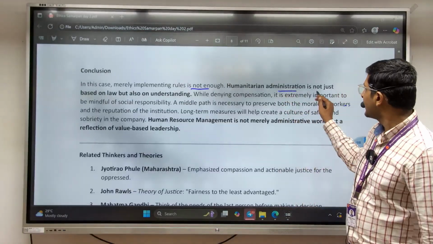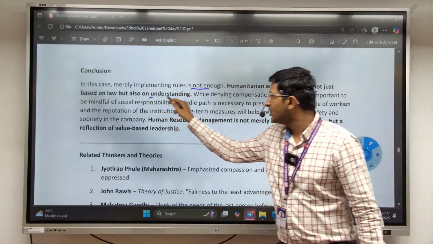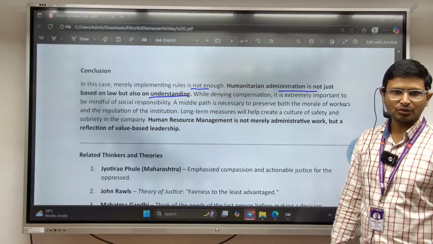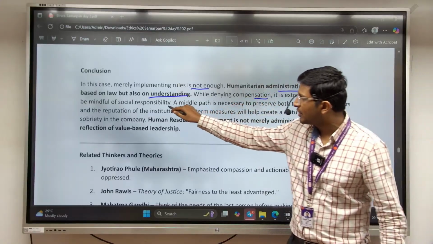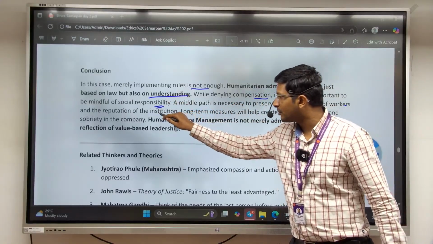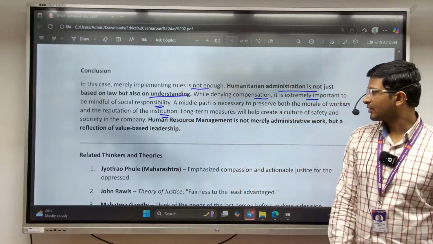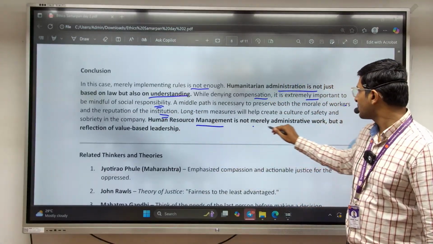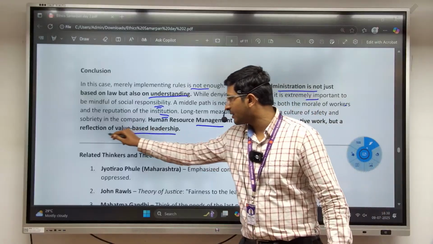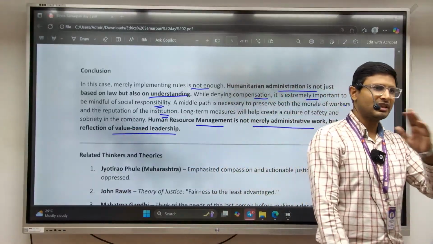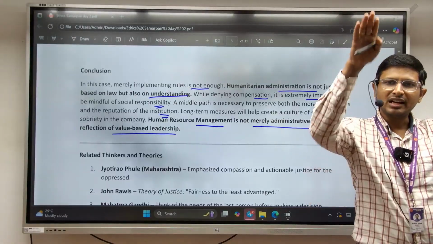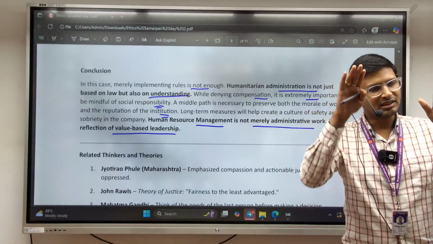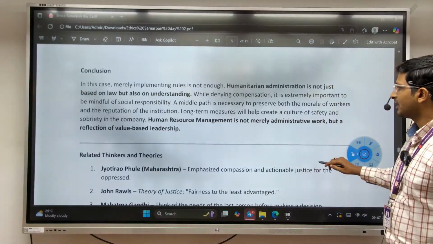So humanitarian administration is not just based on law, but it is based on understanding also. Okay, while denying compensation, it is extremely important to be mindful of social responsibility also, company reputation also. Okay, so human resource management is not merely administrative work but a reflection of value based leadership. तभी हमने ये सारे डिसीजन लिए, वी हैव मेड अ बैलेंस, कंपनीज जो भी पॉलिसी एंड ह्यूमैनिटेरियन असिस्टेंस, इन सब के बीच में हमने यहाँ पे बैलेंस बनाया है.